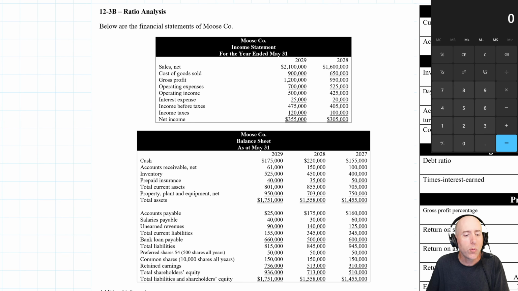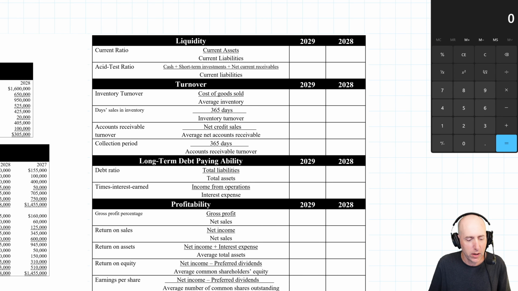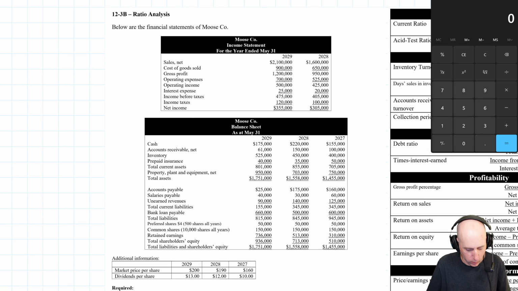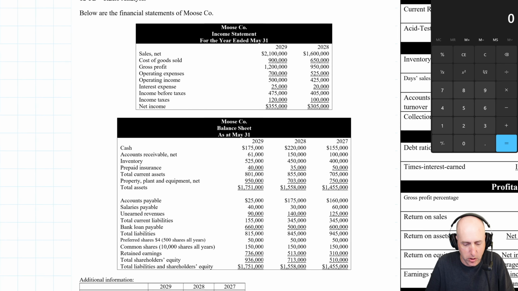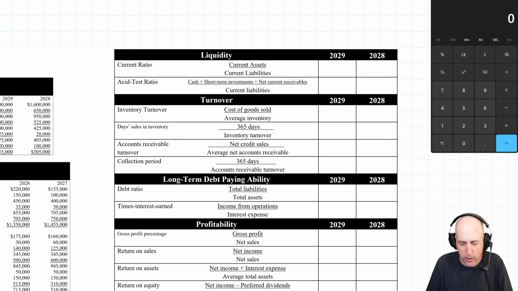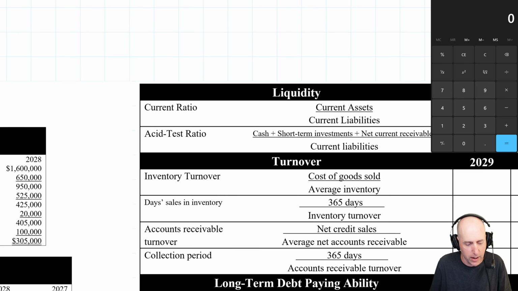Let's examine problem 12.3b. More ratios for us. We're going to be completing this big, long ratio table for the problem. And in fact, why don't we just jump into it by starting to do ratios? The first one we're asked to do is the current ratio, current assets divided by current liabilities.